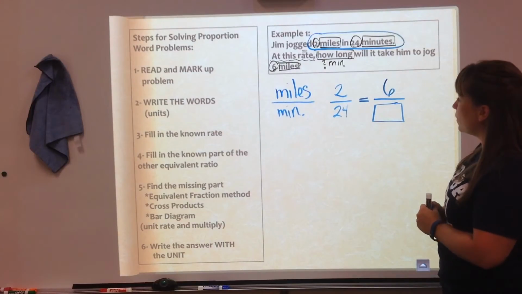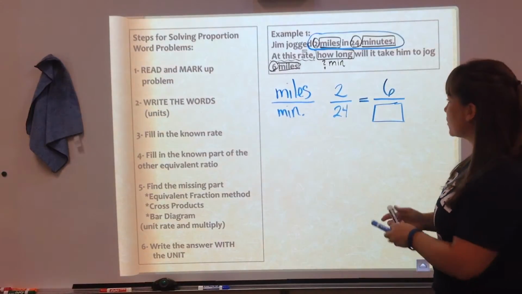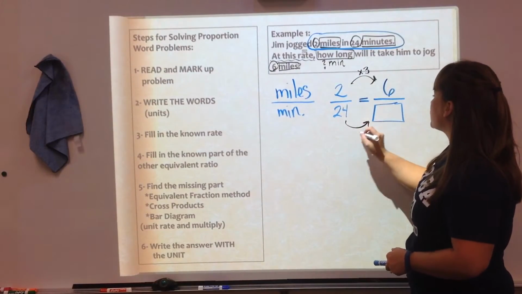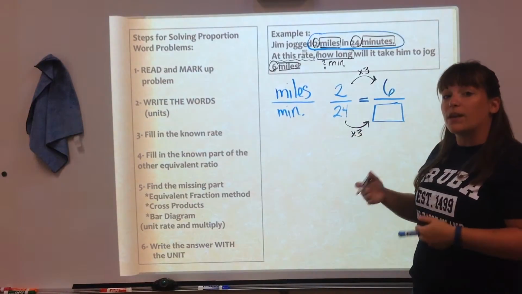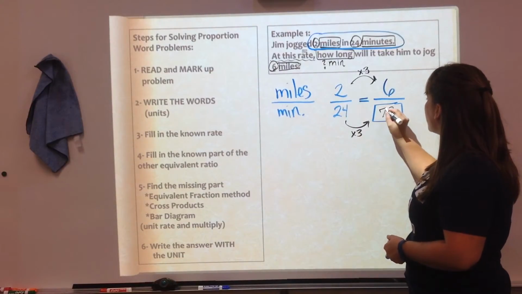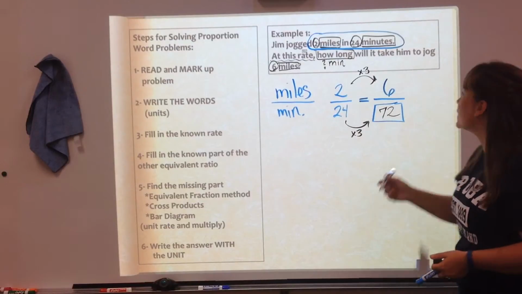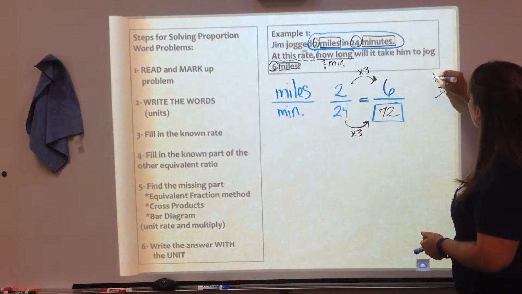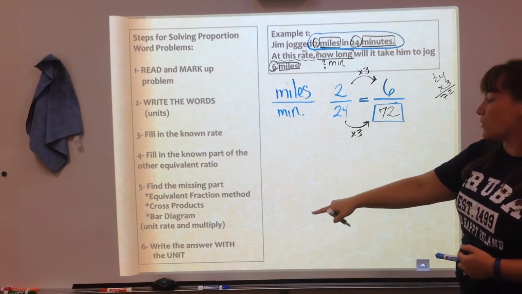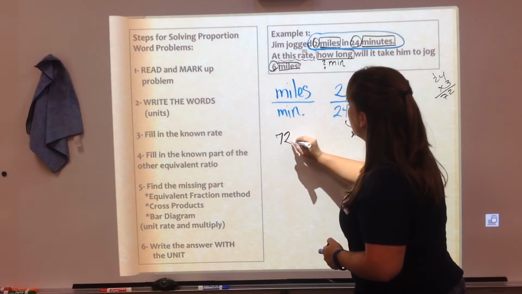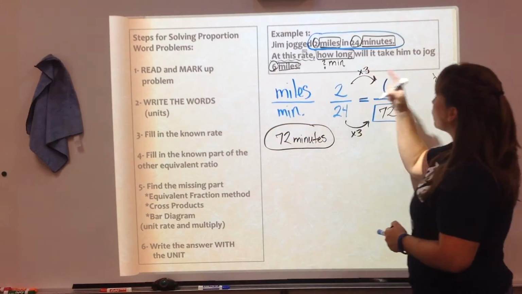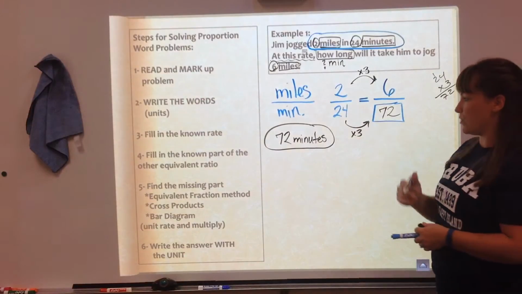Now, we could also, again, try this with equivalent fractions because I'm seeing that 2 times 3 is 6. So I can do the same thing here, and I will get my new denominator, which is the minutes, of 72 minutes, which is 24 times 3. If you didn't know that offhand, you can scratch it over here on the side. So my answer now is going to be with the unit. So 72 minutes is our answer. How long will it take him to jog 6 miles? 72 minutes.